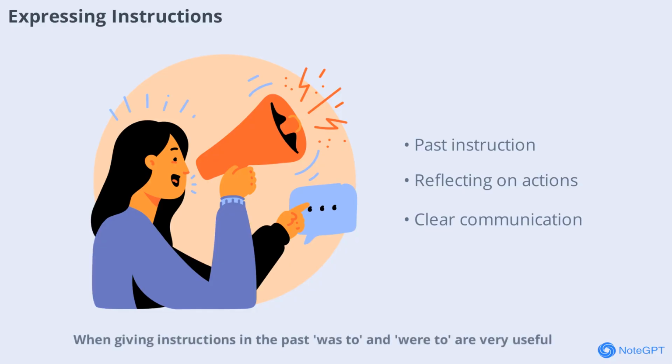When giving instructions in the past, was to and were to are very useful. For example, you were to call me when you arrived. This shows that the instruction was given before and you're now reflecting on it.